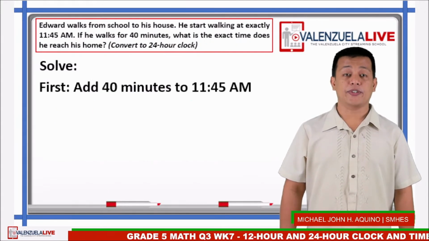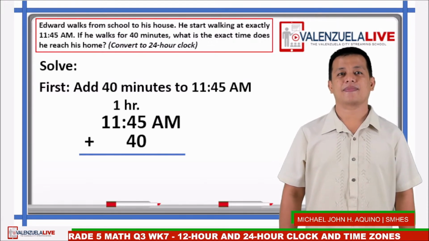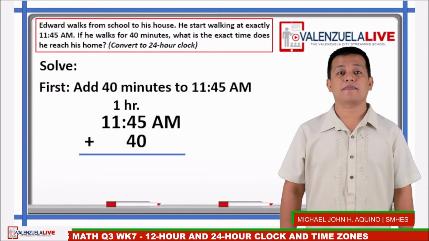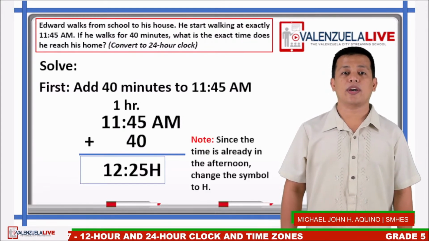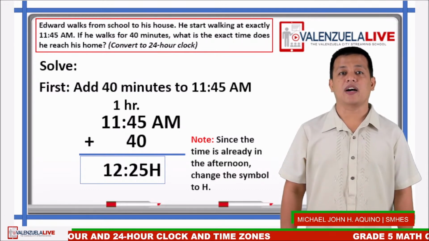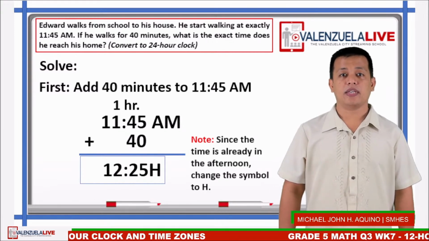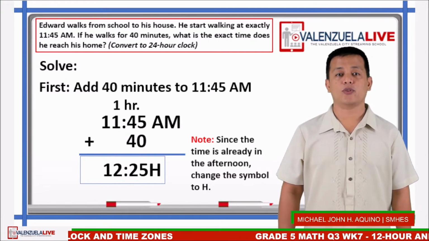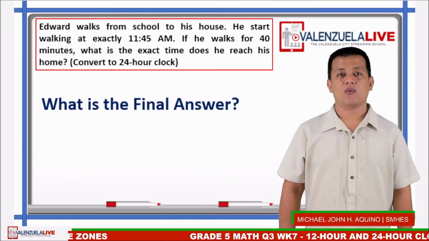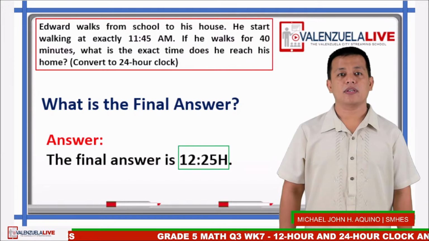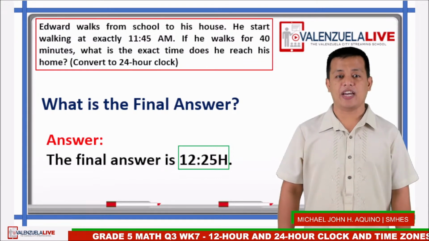Solve. First, we need to add minutes to 11:45 a.m. 11:45 plus 40 minutes is equal to 12:25 hours. Since the time is already in the afternoon, that is why we change the symbol to H. Next, what is the final answer? The final answer is 12:25 hours.